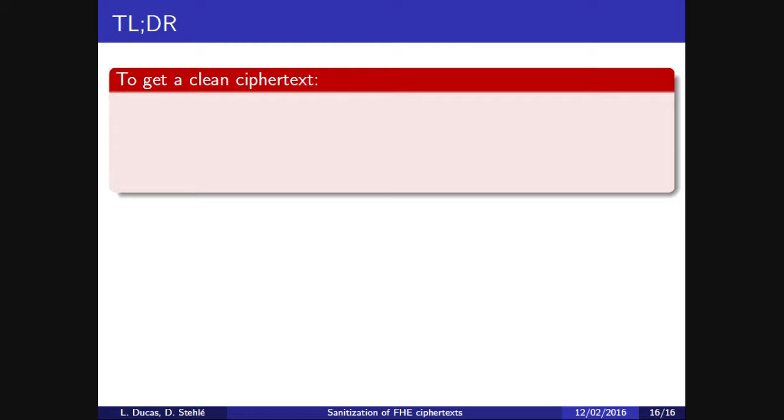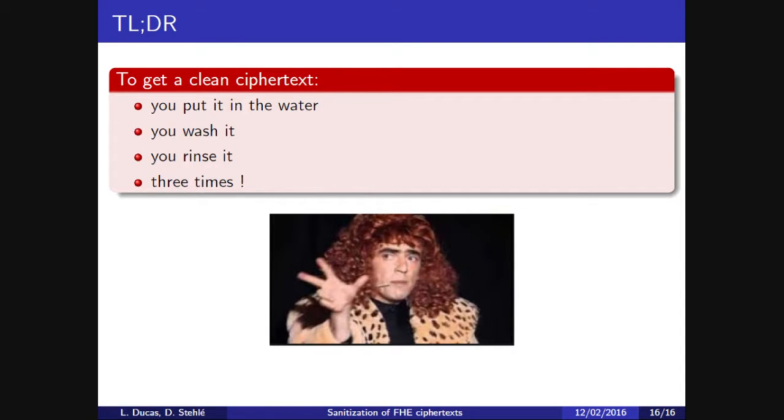And if you don't have the time to read the paper, it can be summarized very quickly. So if you need to get a clean ciphertext, you just put it in the water, you wash it, you rinse it 3 times. Thank you.